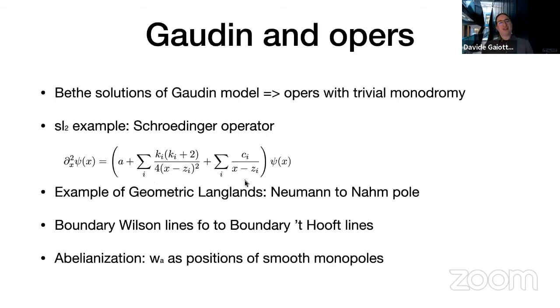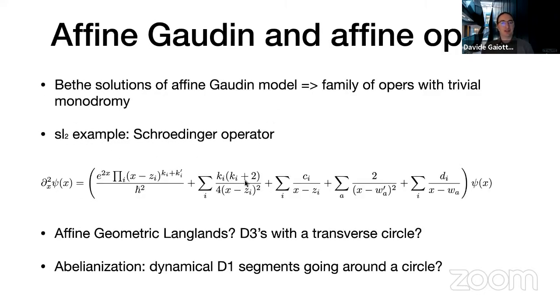Alternatively, if there is a geometric Langlands interpretation for these Bethe equations for the affine Gaudin models, it probably has something to do with D3 branes in the presence of a transverse circle. I can say more about that. For now, let me just discuss the relation between the affine Gaudin model and opers. Although they cannot be realized as semi-infinite D1 branes now, one would need some other type of brane which is a magnetic source. I'm still trying to figure out the correct brane setup.